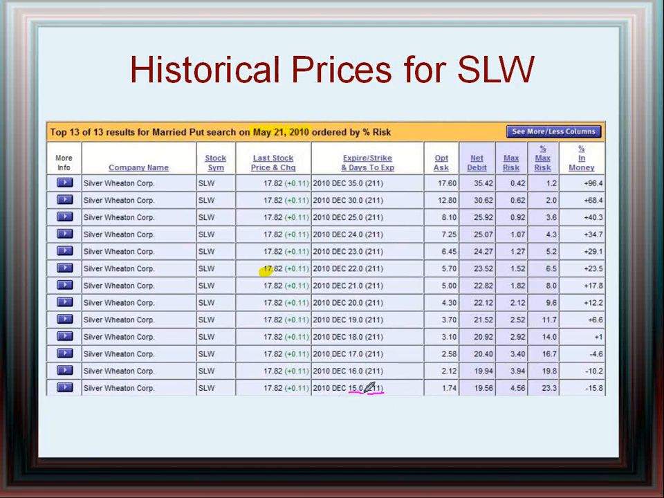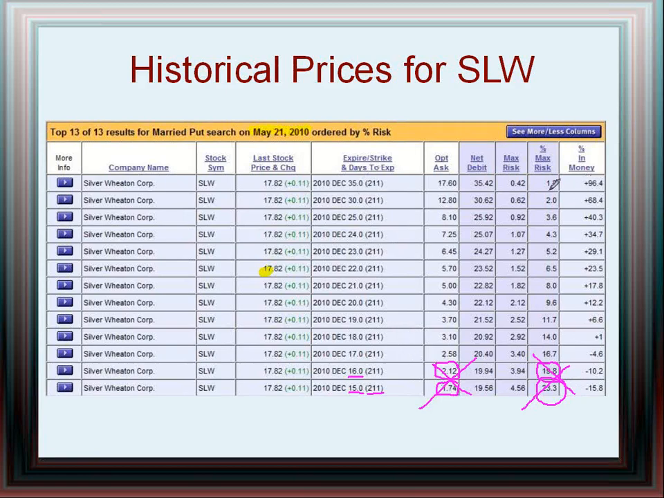But look at the out-of-the-money puts, the December 15 and the December 16. These have low prices, $1.74 for the option ask and $2.18 for the option ask. But look at the risk. The stock would need to drop to 15 plus the payment I made, so we're looking at risks of 20%, 23%, 16%. This is not where we want to be. The range out of the money is not where we want to be.